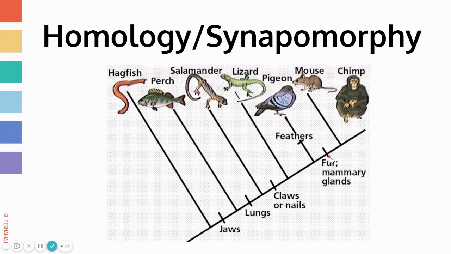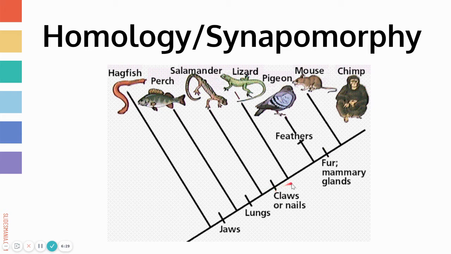But if you look at this one, if fur evolved here, then the common ancestor to both chimps and mice had fur. And so both chimps and mice are going to also have fur because their common ancestor had already evolved fur because it came about here. We could go further back and say claws are going to evolve here.